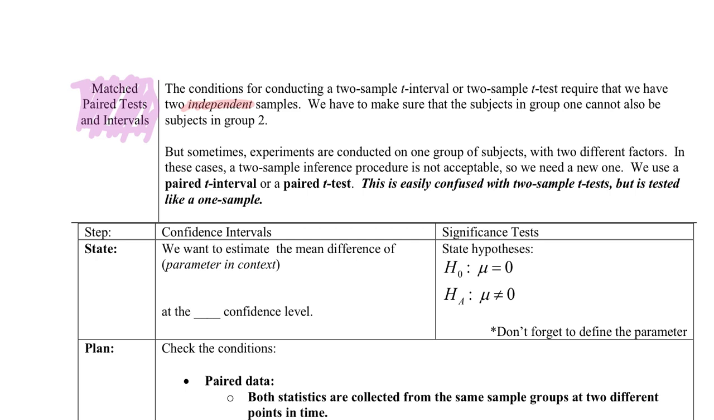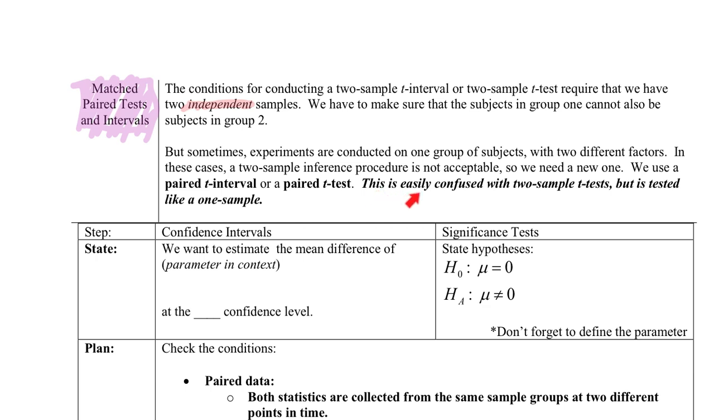A good example is we test some kind of task on people and we time how long it takes them to do that task. Then we give them a bunch of coffee or some form of caffeine, and then we retest them to see if they can do those things faster. So that's matched pairs. The subjects in group 1 are the exact same subjects in group 2.